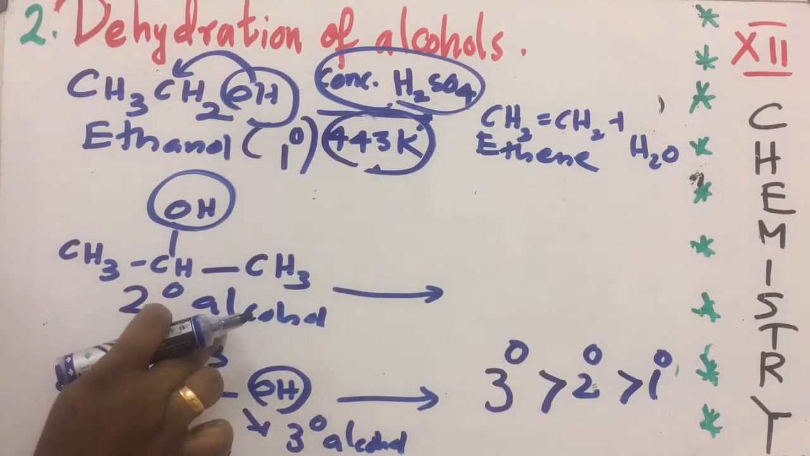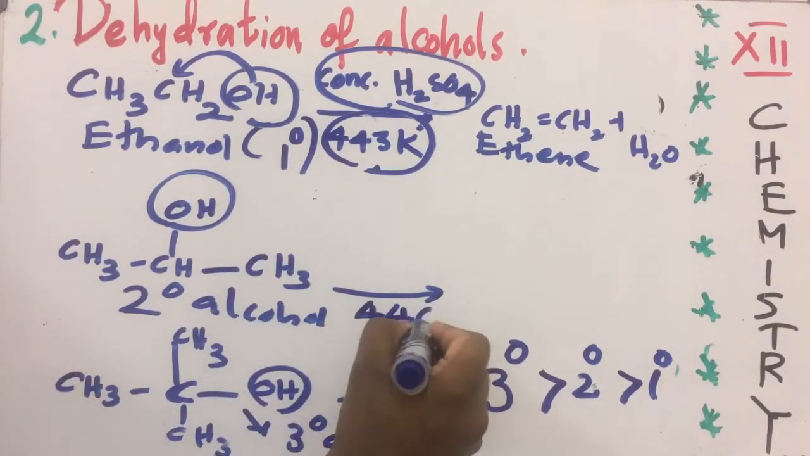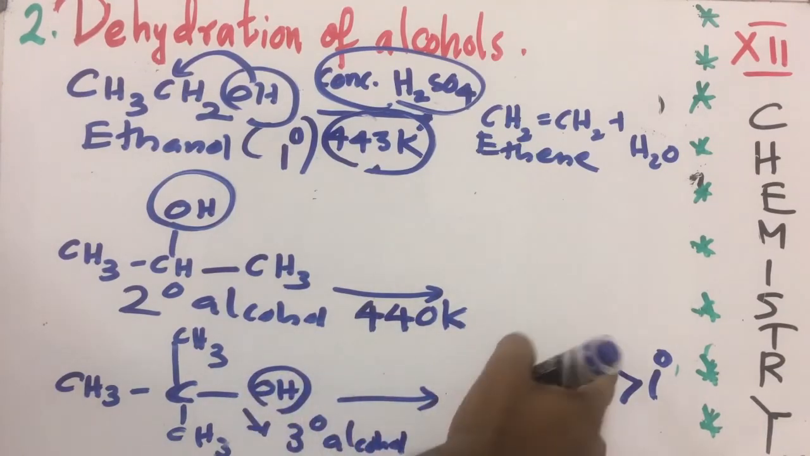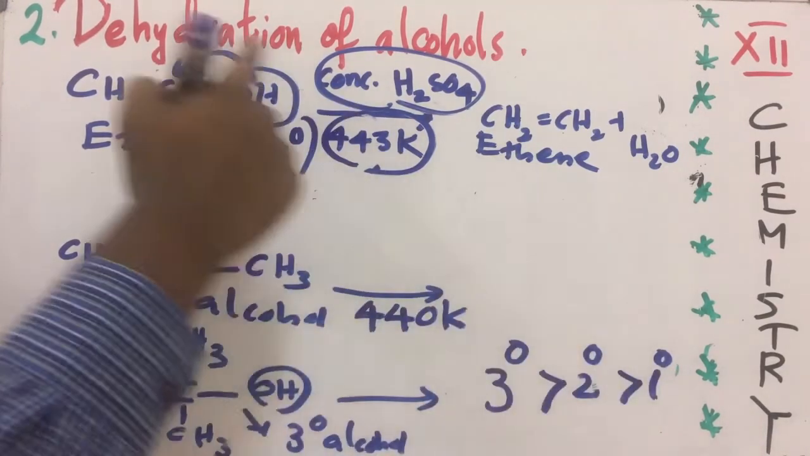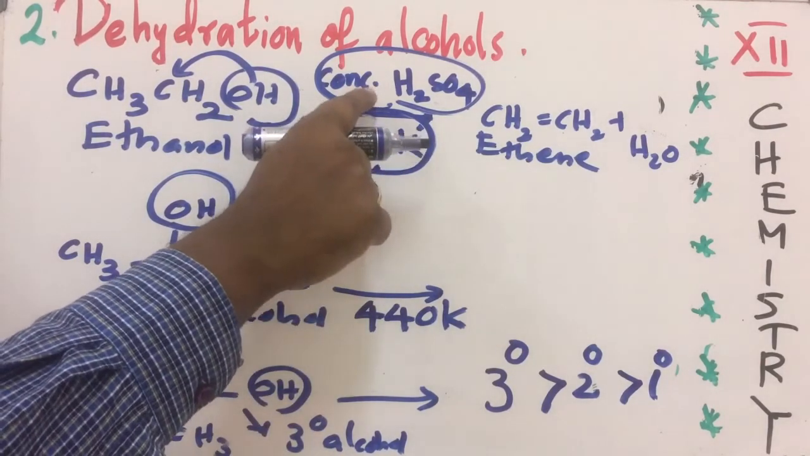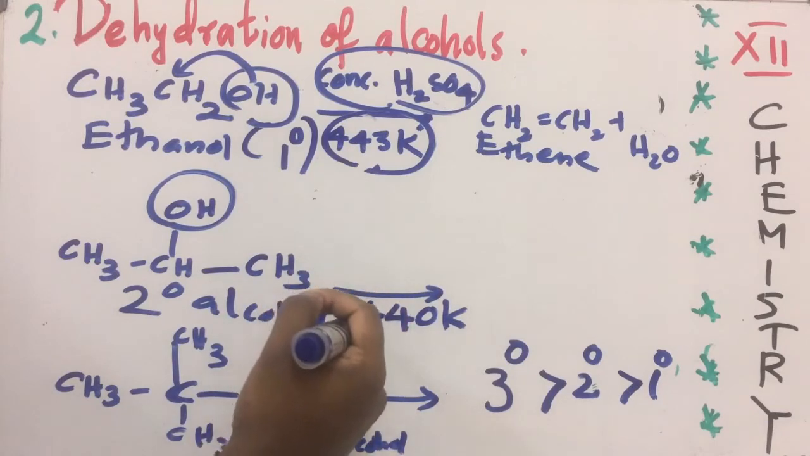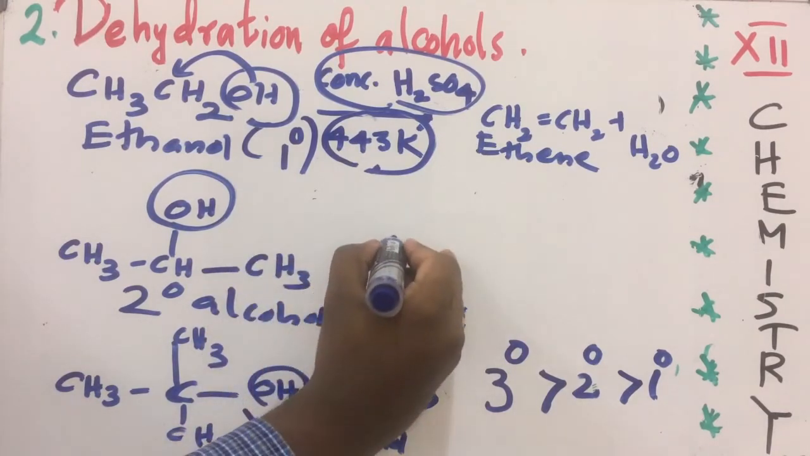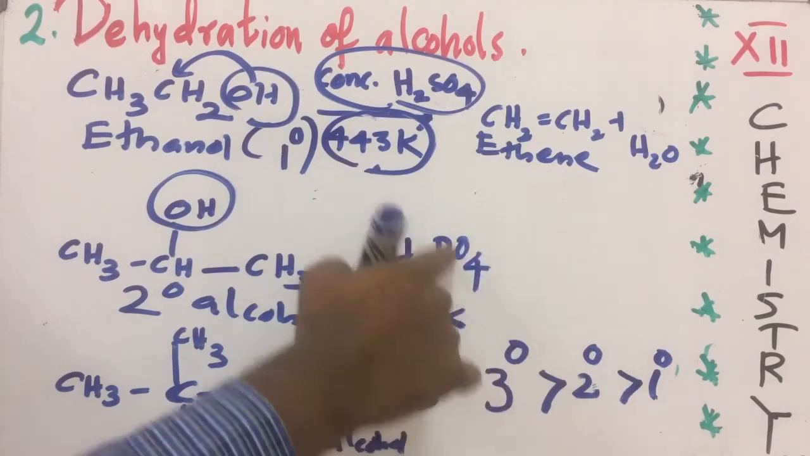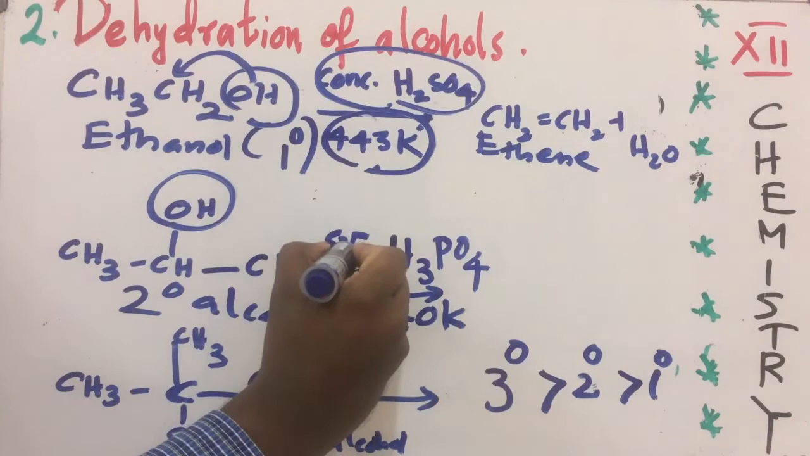But for secondary alcohol, the temperature can be reduced. 440 Kelvin is enough. Why 440? Because secondary is more reactive than primary towards dehydration. And one more thing, instead of concentrated sulfuric acid, we can use a mild acid like phosphoric acid. Phosphoric acid is weaker than sulfuric acid. And the concentration is also less, 85%.